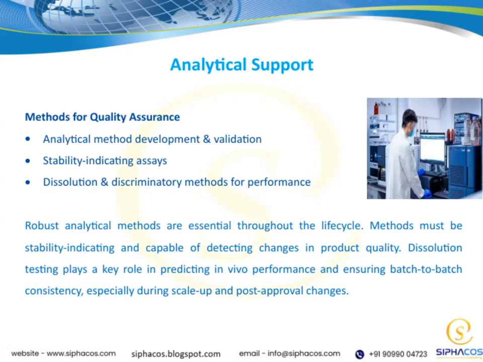Now, let's talk about the importance of analytical support in ensuring product quality. One of the key aspects is developing and validating analytical methods. These methods need to be reliable and accurate, so we can trust the data they produce. It's especially critical that these methods are stability indicating, meaning they can detect even small changes in the product over time, which helps us ensure ongoing quality. We also rely heavily on stability indicating assays to monitor how our products hold up under different conditions. This way, we can identify any degradation products or stability issues early on.